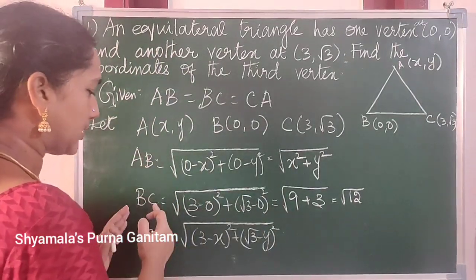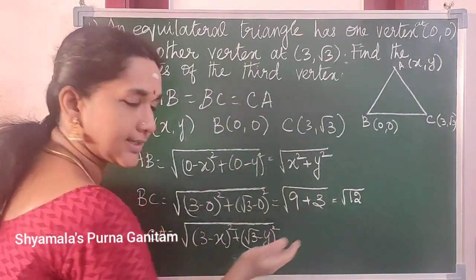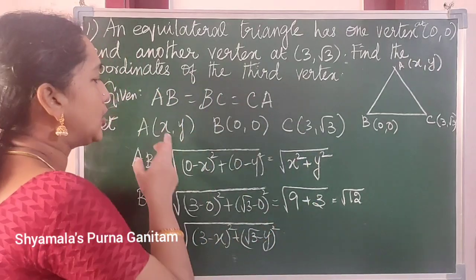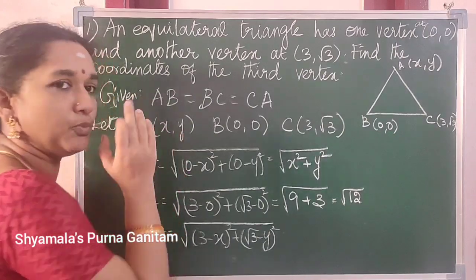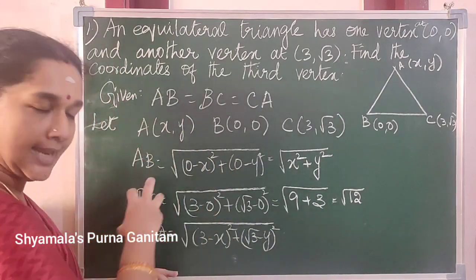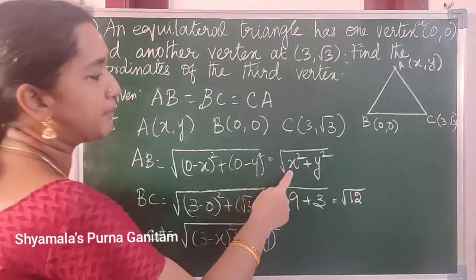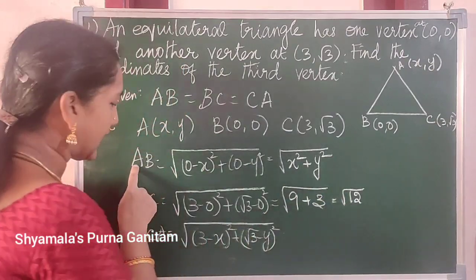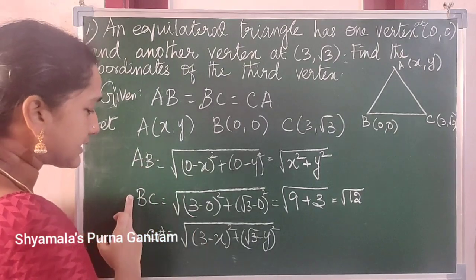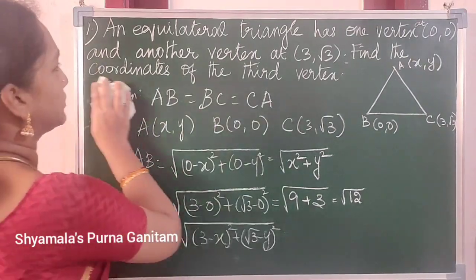Now, AB is equal to BC is equal to CA. Somehow, we have to simplify these things. All these are equal, that is the one thing given. So somehow we have to simplify and find out the values of the coordinates x and y. That is our ultimate aim. So we will be comparing two lengths and finding the values for x and y. First I will compare AB and BC, that is x squared plus y squared. Then next I will compare BC and CA. Step by step I will tell you.